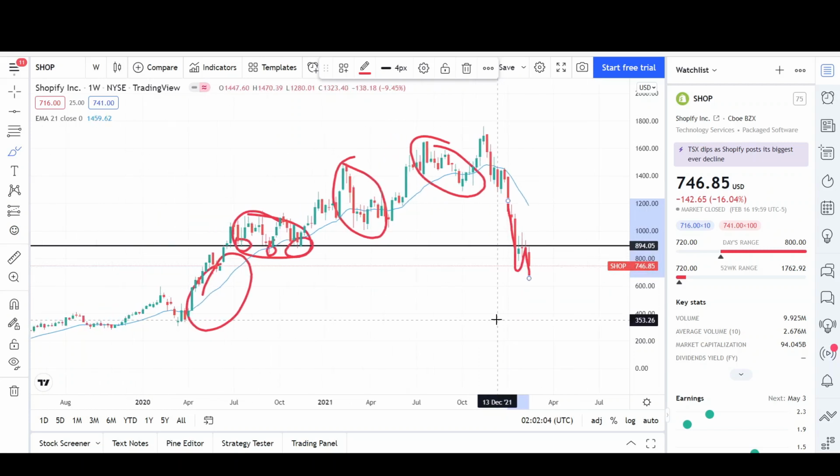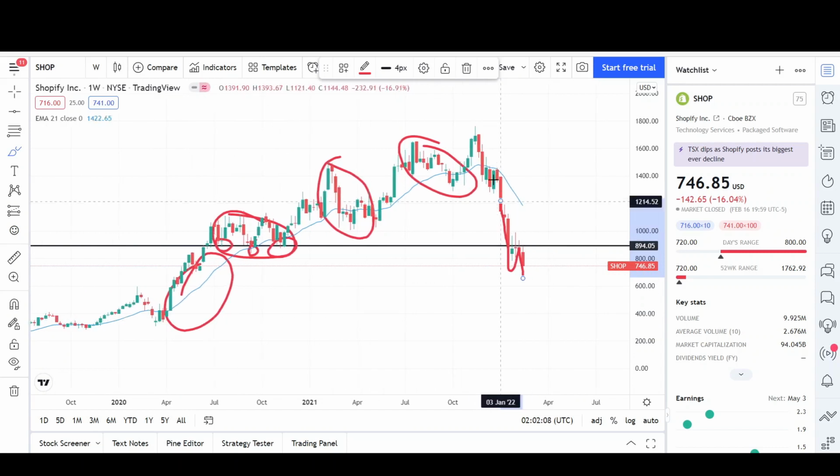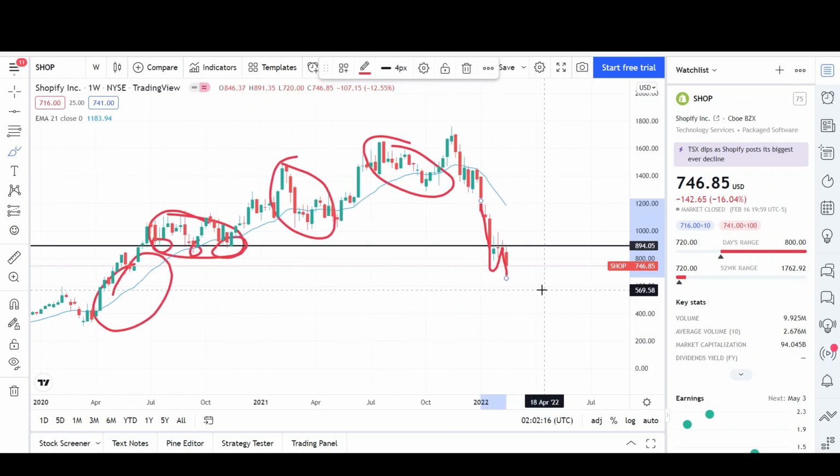So there's really not a lot of bullish signs on this chart. I think we're going to make that third leg down and possibly even lower prices. Just depends on how far the market wants to drop this thing. But I think there's a lot more selling to come.